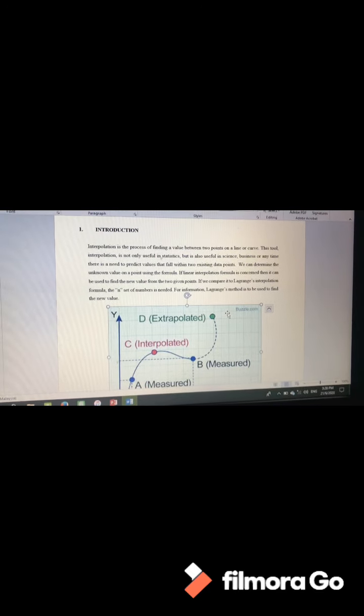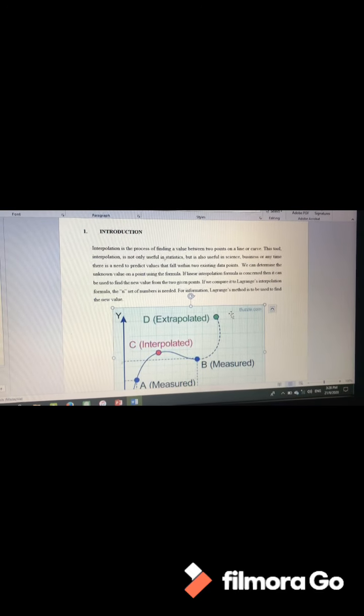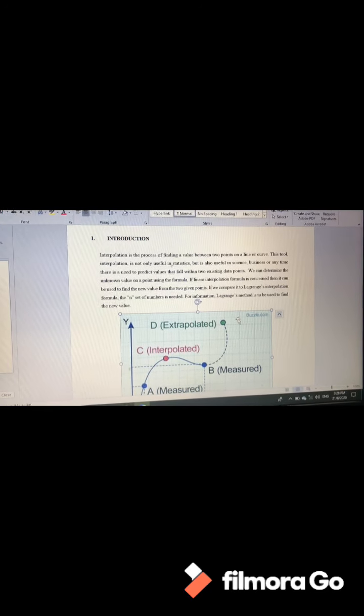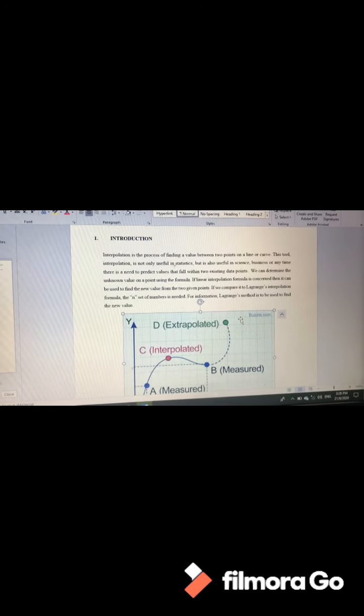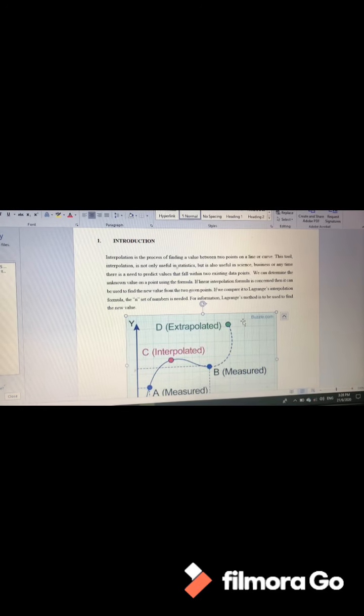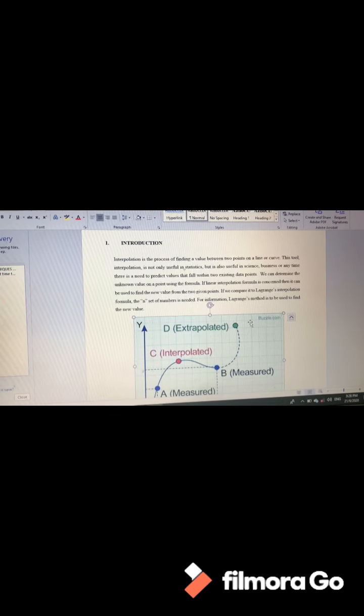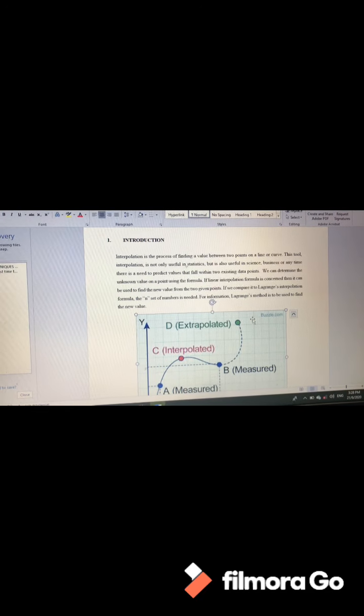Okay, so let's start our presentation. For information, interpolation is the process of finding value between 2 points on a line or curve. This interpolation is not only useful in statistics, but is also useful in science, business, or any time there is a need to predict values that fall within two existing data points.